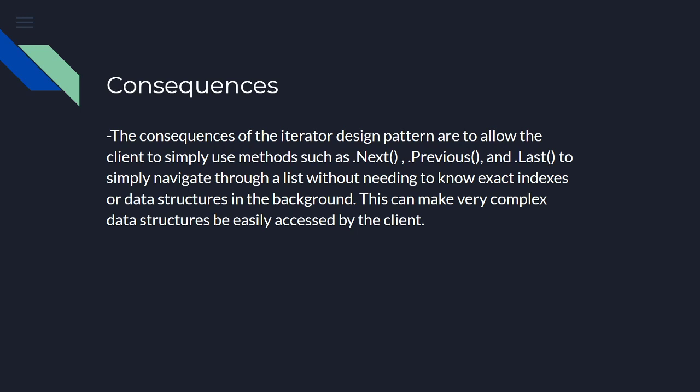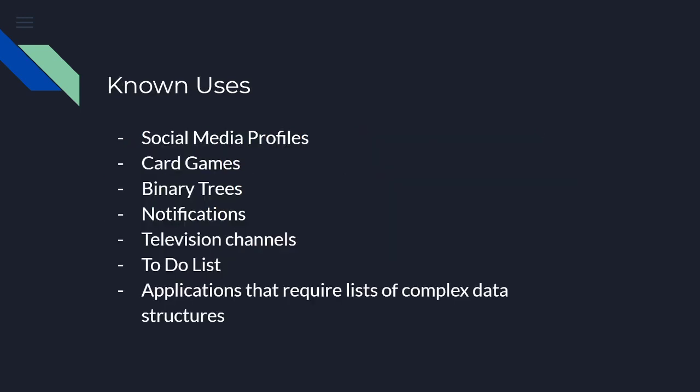Consequences. The consequences of the iterator design pattern allow the client to simply use methods such as next, previous, and last, for instance, to simply navigate through a list without needing to know exact indexes or the data structures in the background. This can make very complex data structures be easily accessed by the client.